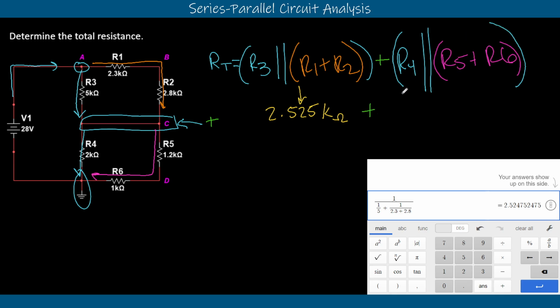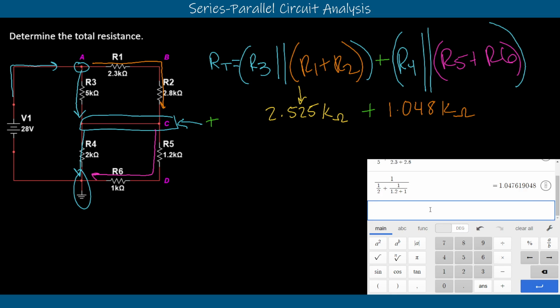And then we can do the other side of our equation over here, which is basically the same thing. Right, so we'll say R4 is 2,000. We'll do 1 over because we're dealing with a parallel here. And we'll say 2,000. We'll put that as just a 2, plus 1 over the series combination of R5 and R6, 1.2 plus 1, for 1,000. And that's going to be our combination there. That's our second number. So we can say that we have 1.048 kiloohms.